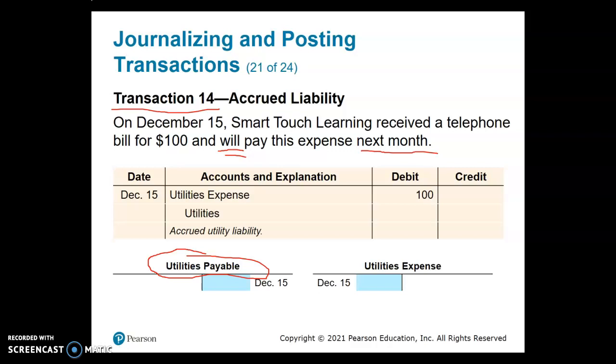And utilities payable is a liability going up. That is your credit.